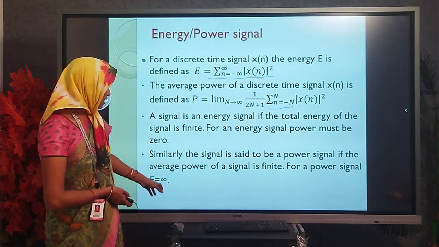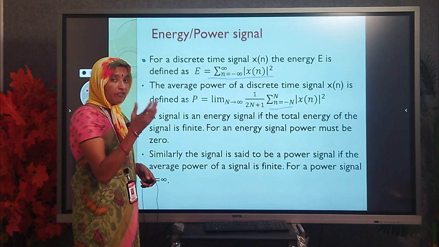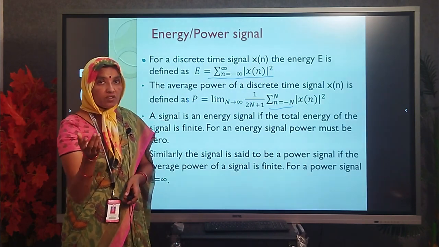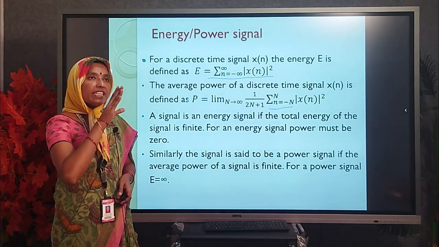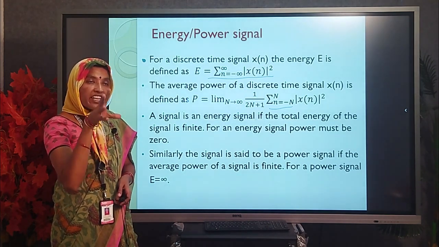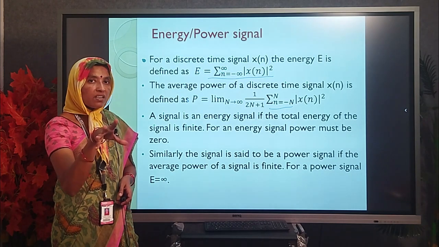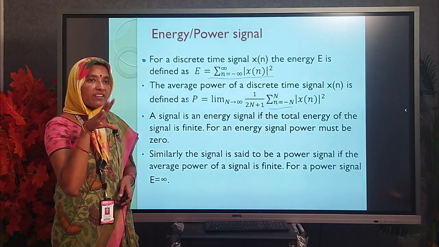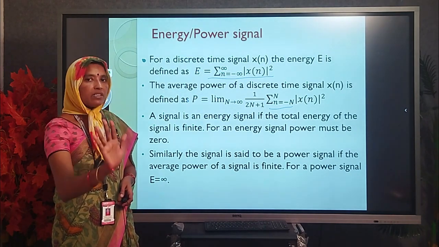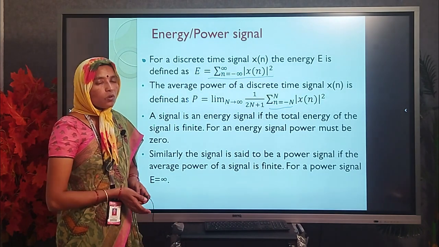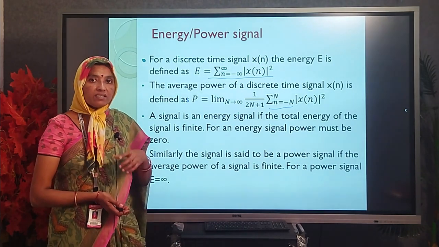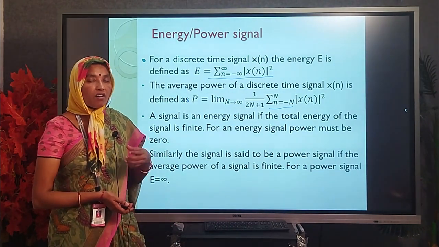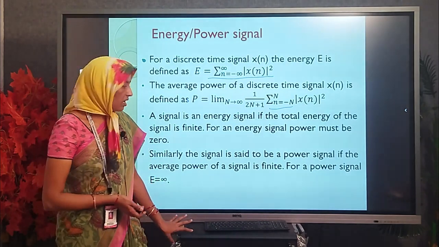Based on three conditions: if E is finite and power is 0, then the signal is an energy signal. If E is infinite and power is finite, then the signal is a power signal. And if both are infinite, then the signal is neither an energy nor a power signal. So based on those three conditions we can decide whether the signal is an energy signal, a power signal, or neither.